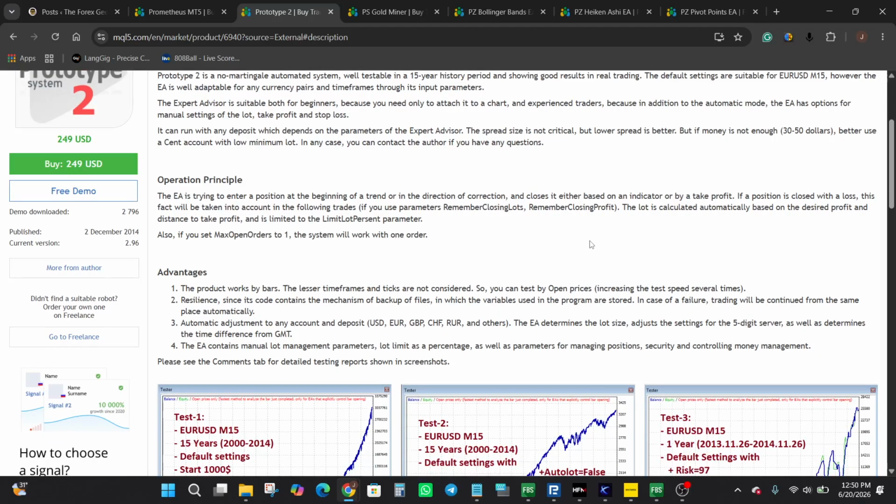The EA works based on completed bars rather than lower time frame ticks, which allows testing using open prices and can significantly speed up historical analysis. There is also a backup mechanism designed to preserve trading variables in case of interruptions, helping the system continue from where it left off. In addition, the EA automatically adjusts to different account currencies, deposit sizes, server digit formats, and GMT differences. Okay, so now let's move over to the historical backtesting section.